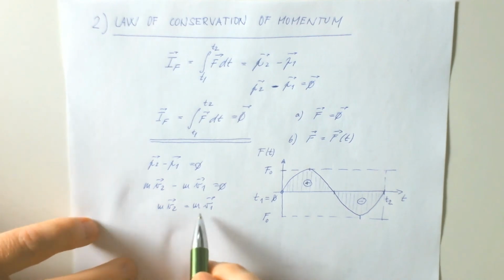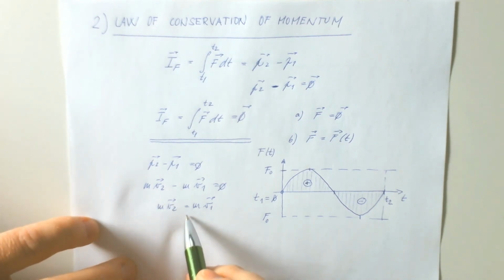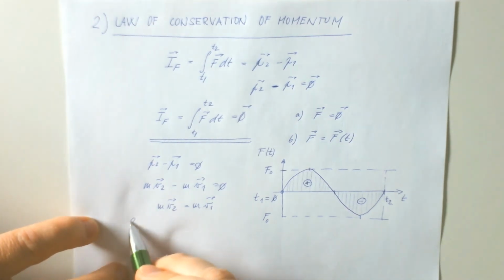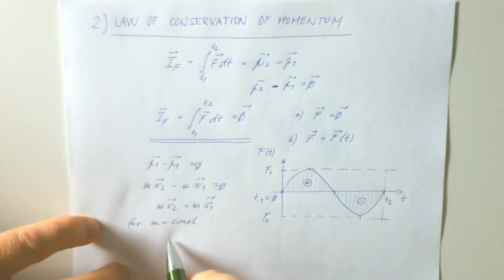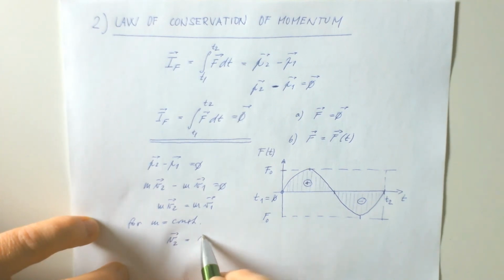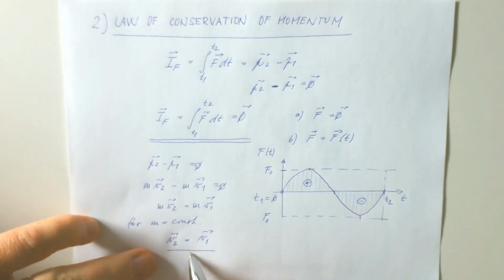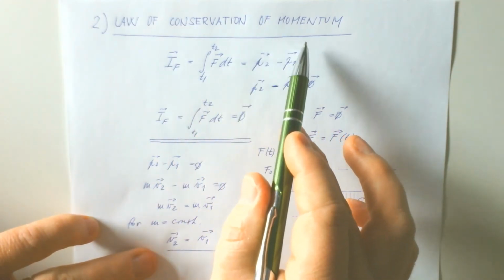So if the mass is constant, we can cancel the mass. For constant mass, we get that the final velocity is the same as the starting velocity. Okay, so this is a consequence of the law of conservation of momentum.